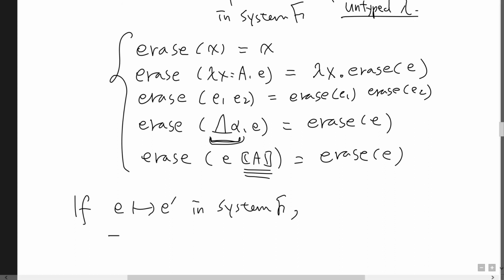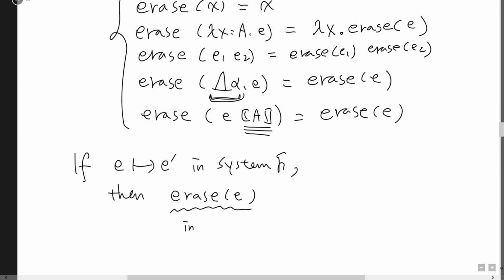So if this is the case, then if you erase expression E, this one is an expression in untyped lambda calculus. So this is untyped lambda. This one actually reduces to erase of expression E prime. Again, this is also in untyped lambda calculus.